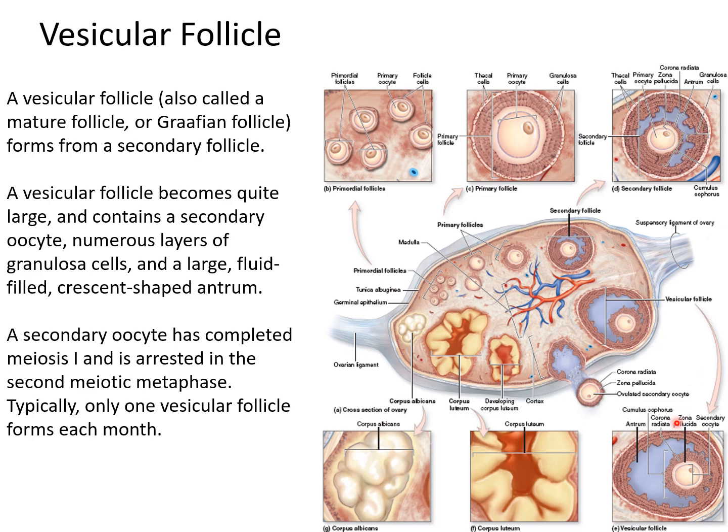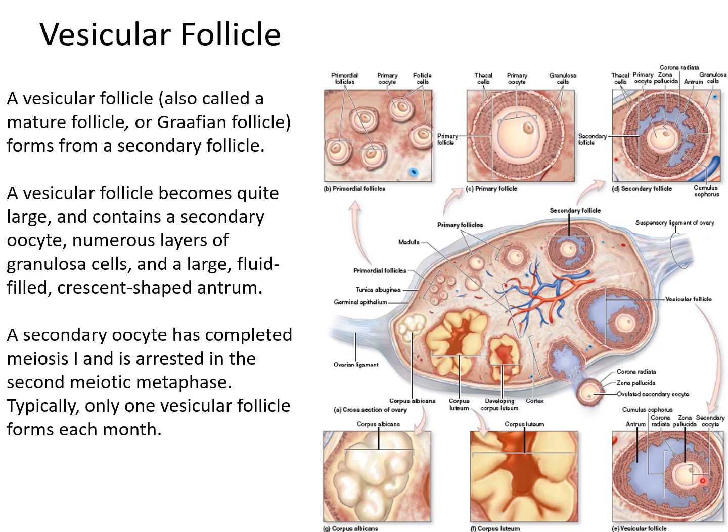Okay, so from the secondary follicle, you get the vesicular follicle. This is also sometimes called a Graafian follicle or a mature follicle, so you can see it right here. The vesicular follicle becomes very large. At this point, it contains a secondary oocyte.